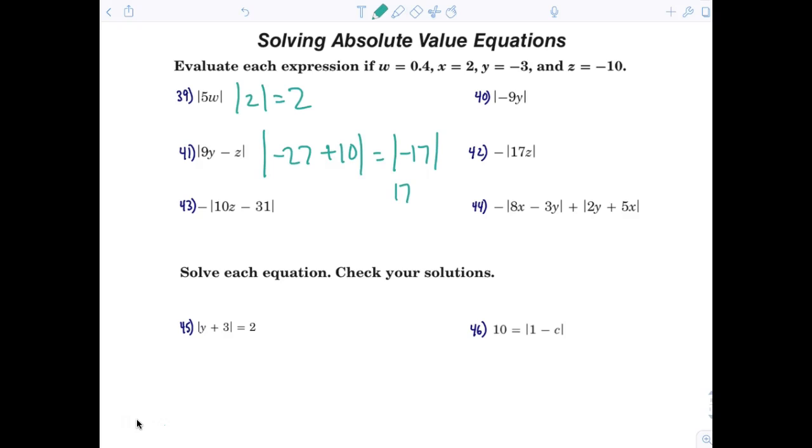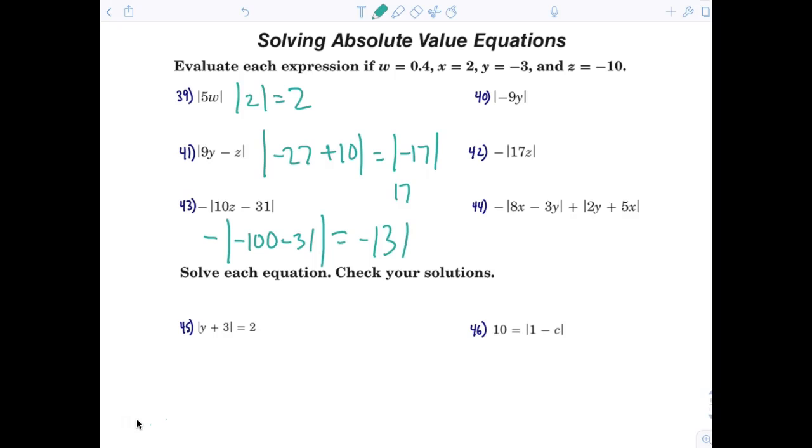Now on 43, all right, I have negative. Now 10 times z would make it what? Negative 100, thank you. Minus 31. So negative 100 minus 31 would be negative 131. And the absolute value of negative 131 would be 131, but there's a negative out in front. So the answer is negative 131.